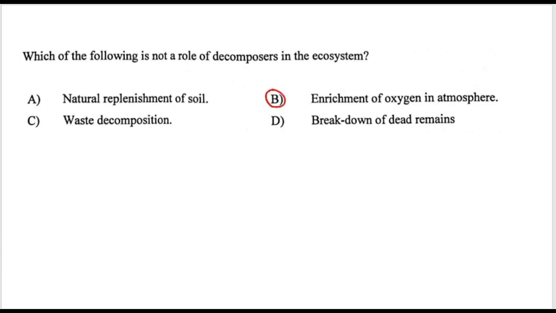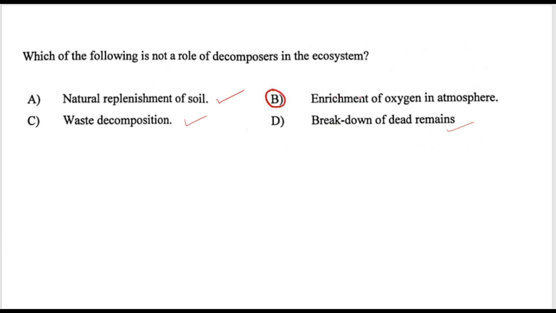Which of the following is not a role of decomposers in the ecosystem? We know decomposers replenish the natural fertility of the soil, or they help in nutrient cycling, and also decomposition of waste is done through decomposers and breakdown of dead remains. So the enrichment of oxygen in the atmosphere is not a part of decomposition because there is no oxygen released during this process.